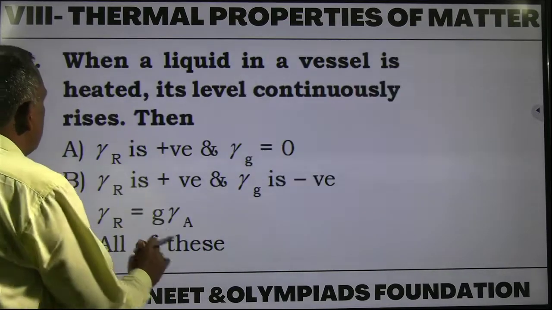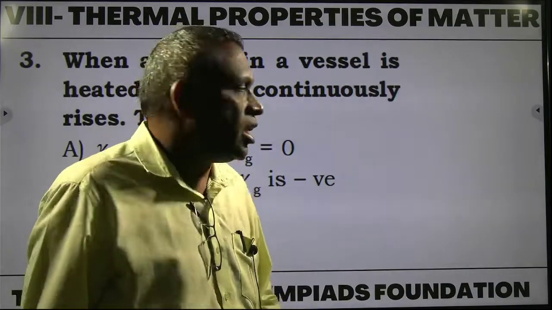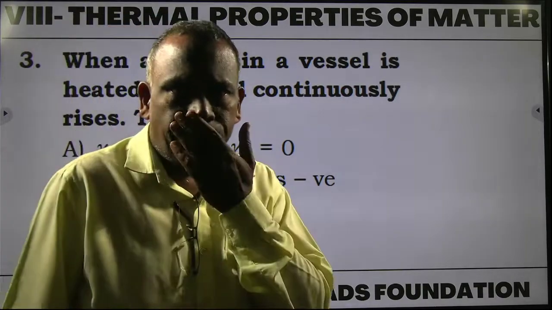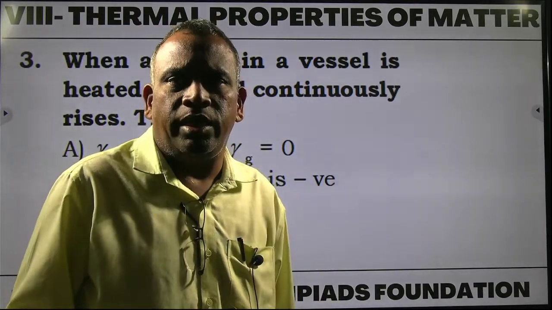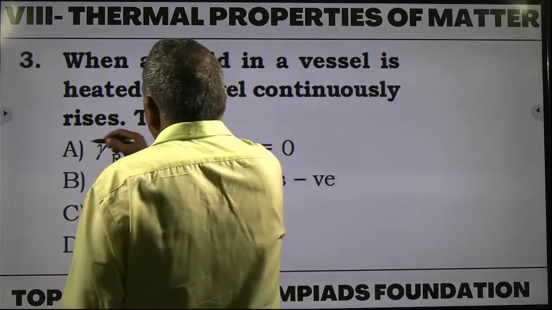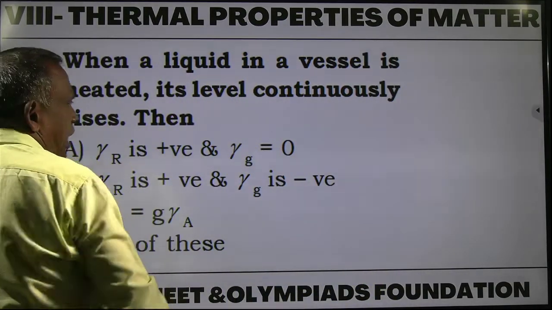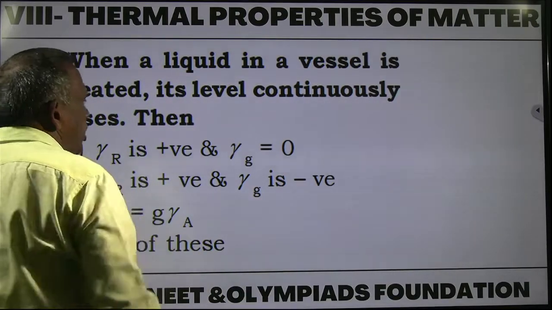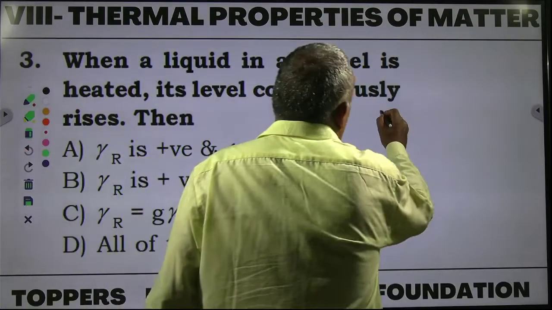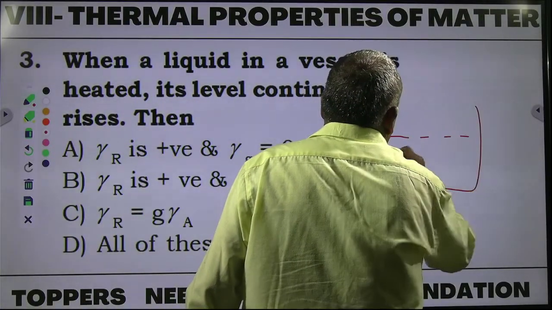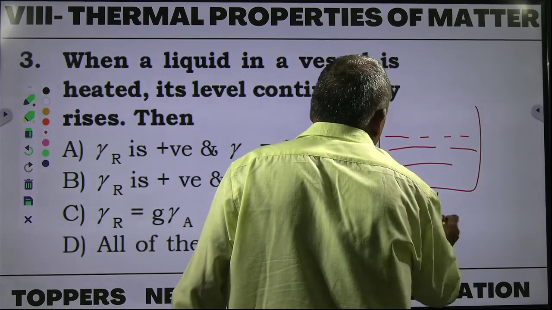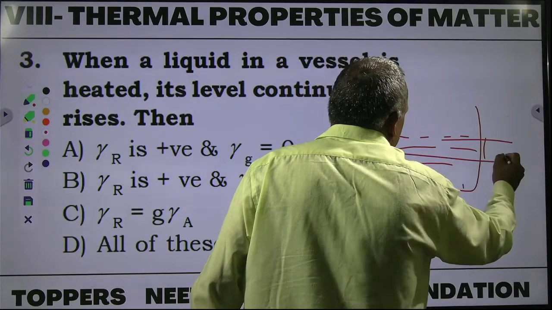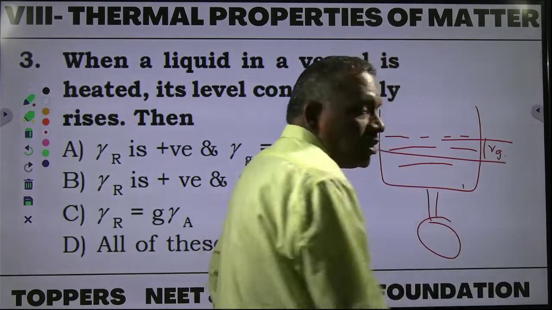Coming to the next question: when the liquid in a vessel is heated, the level continuously rises. Whenever you heat a liquid, initially the container gets heated, then later the liquid gets heated. If you start heating, the container gets heated, and due to the container expansion, the liquid level decreases. This is the container expansion.